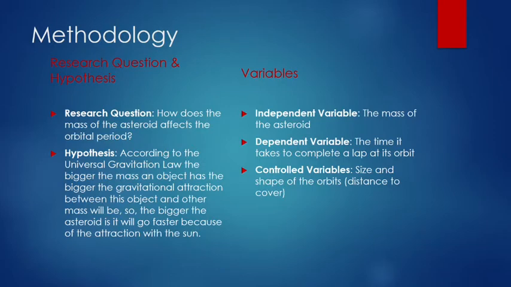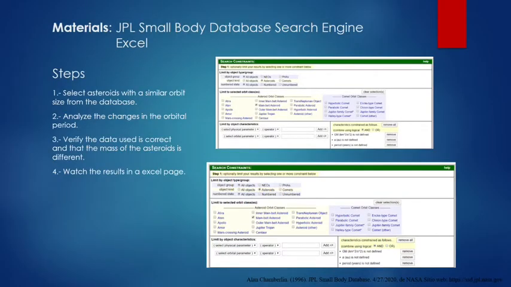Our variables are: independent, that is the mass of the asteroid; dependent, the time it takes to complete a lap to its orbit; and controlled, the size and the shape of the orbit, or the distance it will cover. The steps to follow are the next. First, select the asteroids with a similar orbit size in the database. In the database, select as in the first image to your right. This will limit the data we'll be getting and recording for our variables.